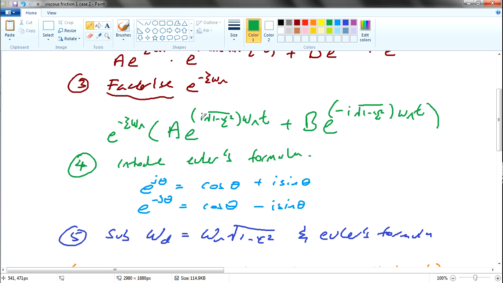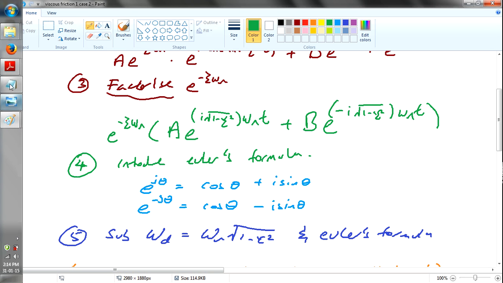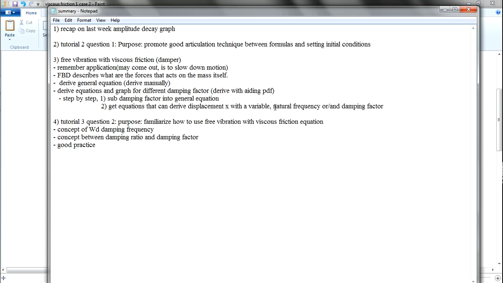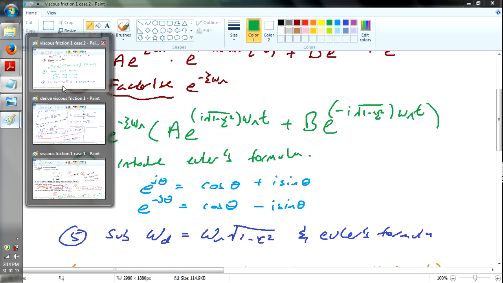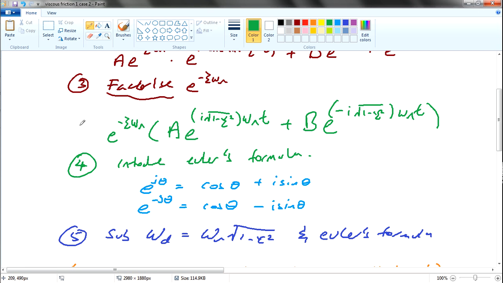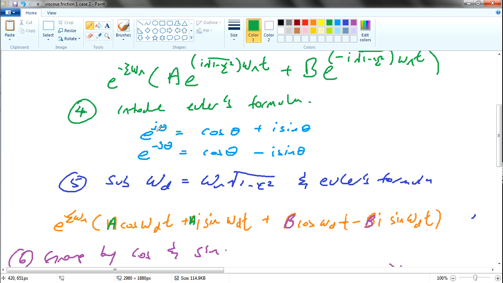The only method to remove this I, as I said, is to derive an equation that has natural frequency and damping factor as variables. When you sub in these two things, you get the answer. Now you have I in this section, so our method is to use Euler's formula. Euler's formula states that e^(jθ) is equal to this equation, which, if you remember, is from your math, and your Fourier series also.